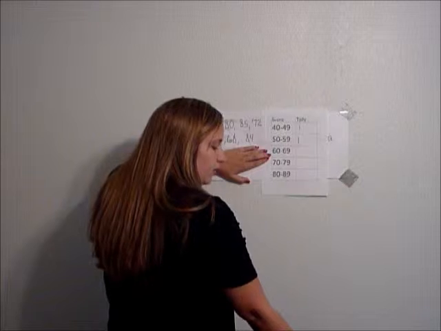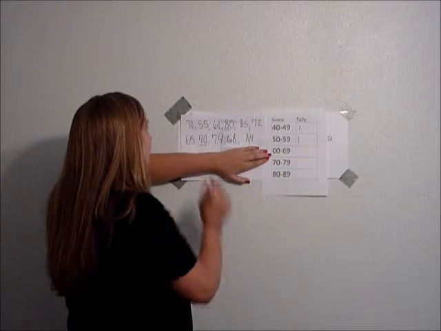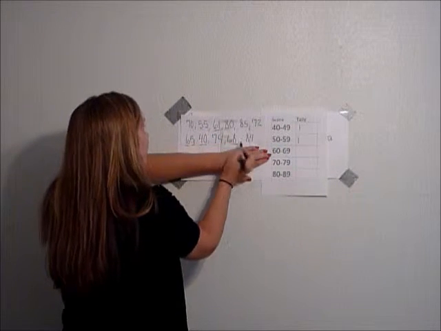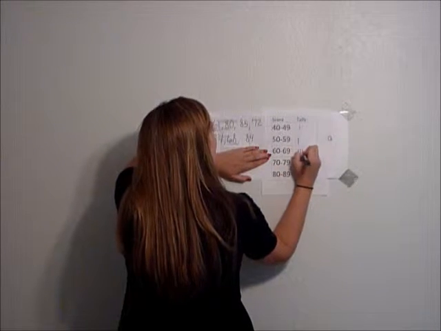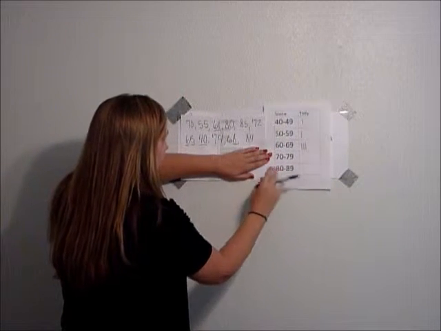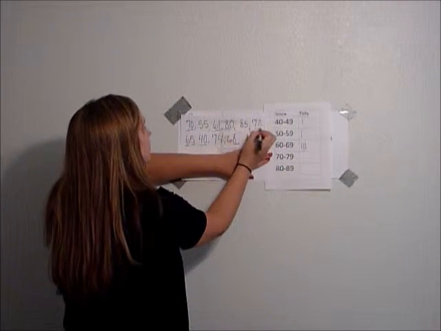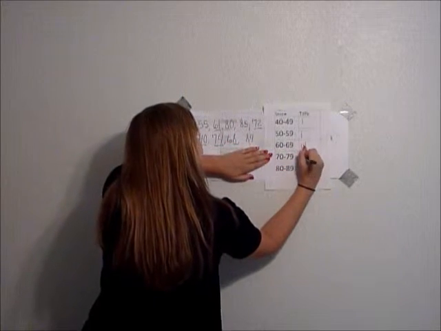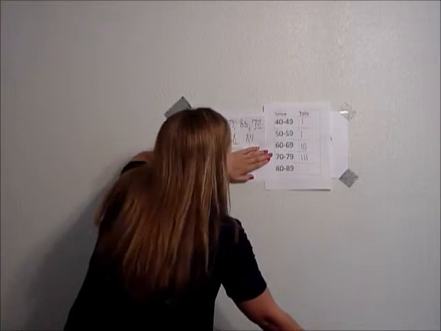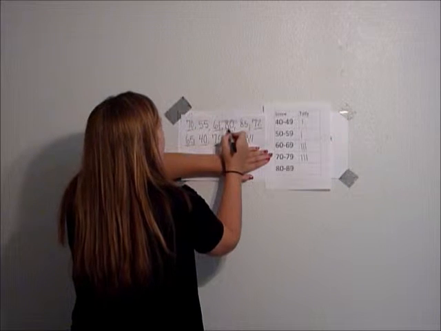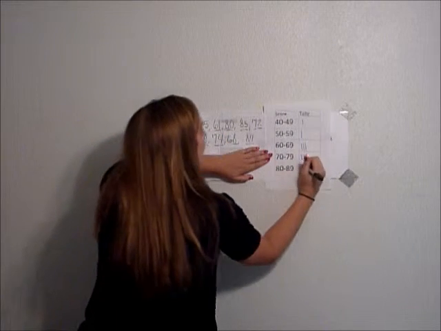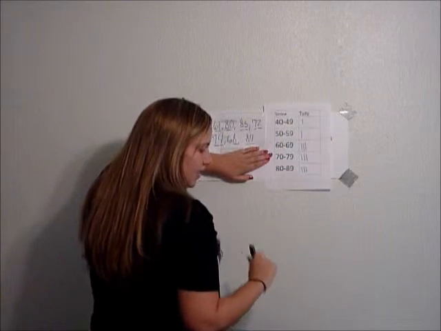Okay, so for the 60 to 69 range, how many people scored in that range? Well, we have 1, 2, 3. So there are 3. So we put 3 tally marks. Okay, for 70 to 79, how many people scored in that range? 1, 2, 3. So we have 3 tally marks again. Okay, then how about for 80 to 89? There's actually 1, 2, 3. So we have 3 tally marks again.